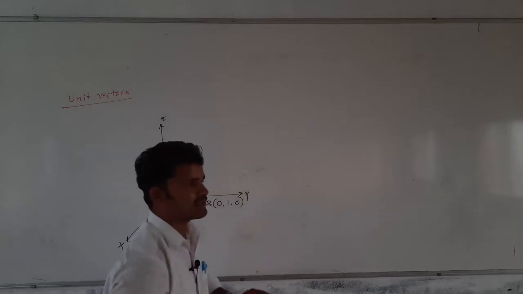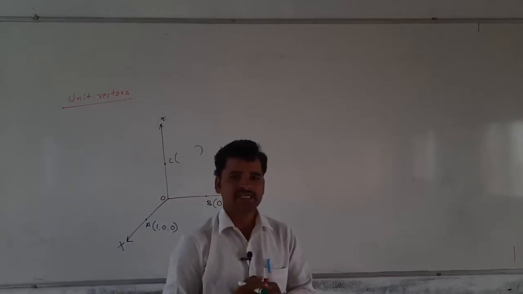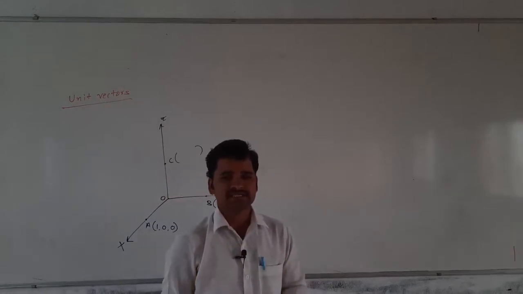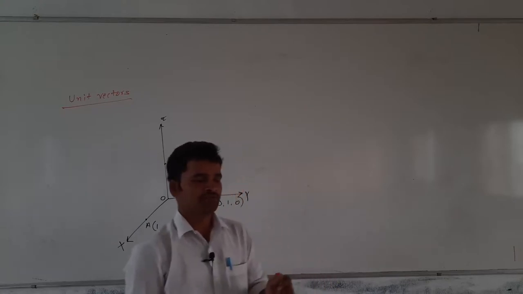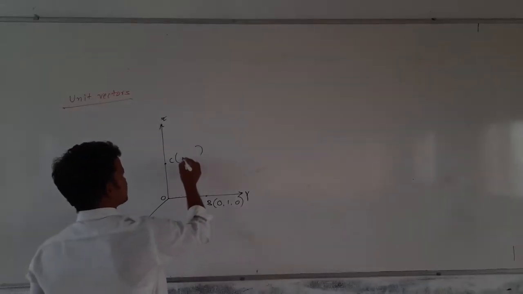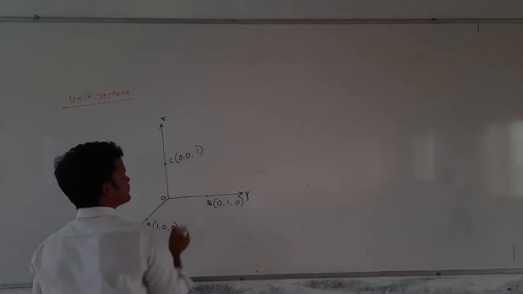And now in the same way, to represent point C, what do we do? We will not move along the x axis and the y axis, we directly move along the z axis. How many units do we move? Only 1 unit. So its coordinates will be written as 0, 0, 1.